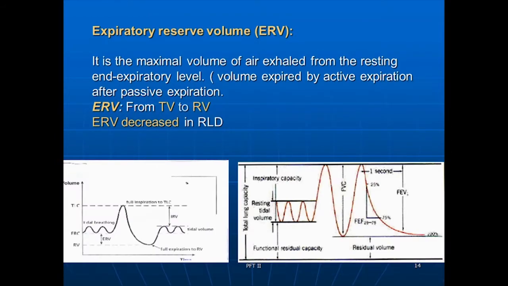Expiratory reserve volume is the maximum air that is exhaled from the resting expiratory level. So it's the amount of volume that's expired by active expiration. You have a normal tidal volume, you blow out normally, and then the amount of air that you blow out after that is your expiratory reserve volume. Expiratory reserve volume is increased in obstructive disease and decreased in restrictive.